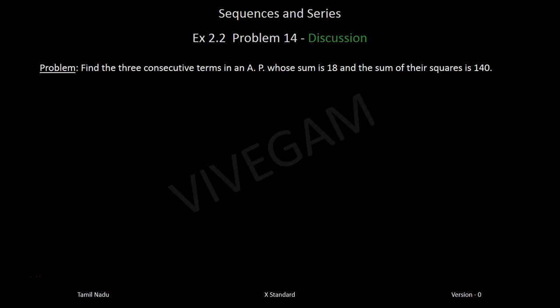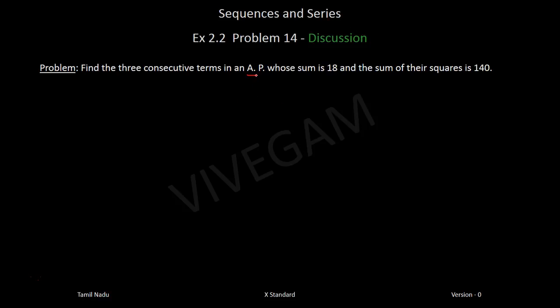Discussion. Let's read the problem. Find three consecutive terms in an AP whose sum is 18 and the sum of their squares is 140. It's very similar to problem 13, but the only difference is that here they are giving the sum of squares. Anyway, let's start marking.